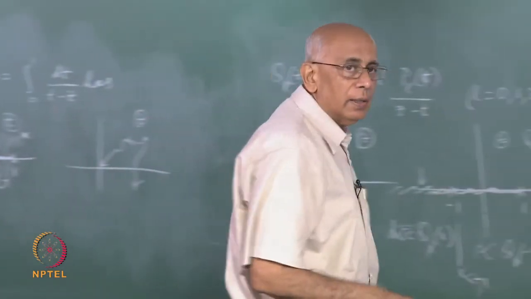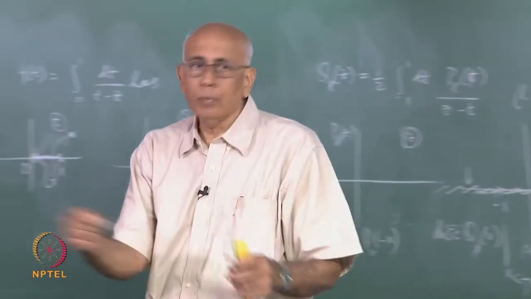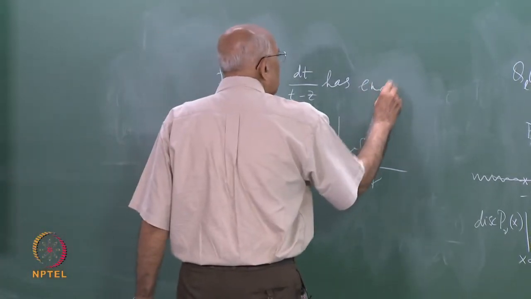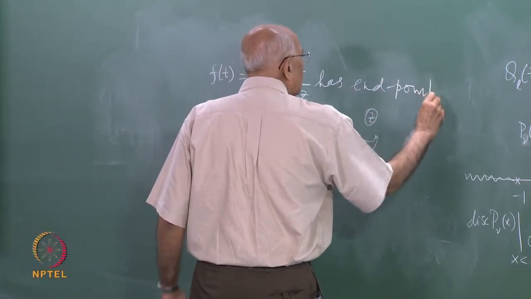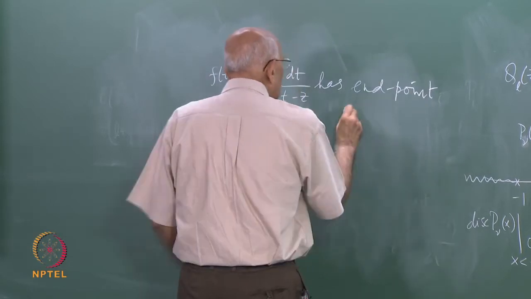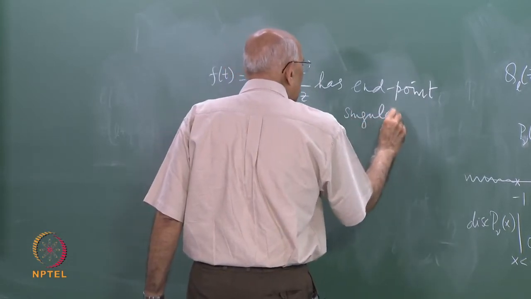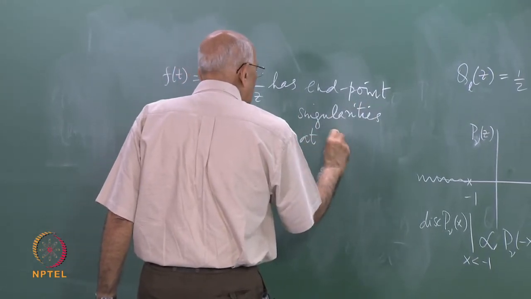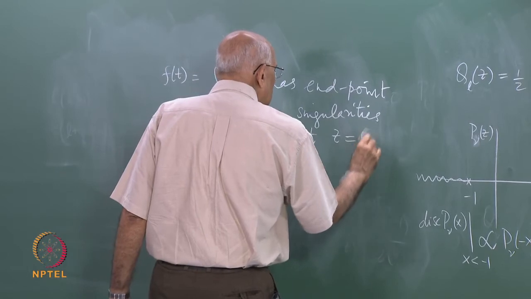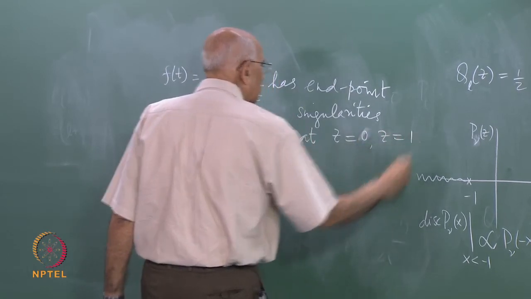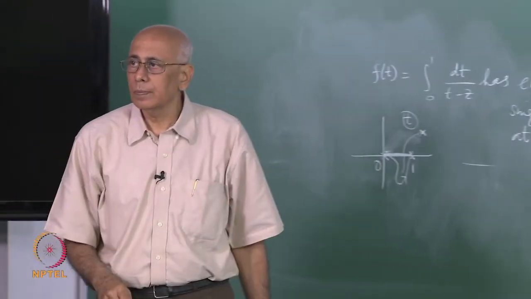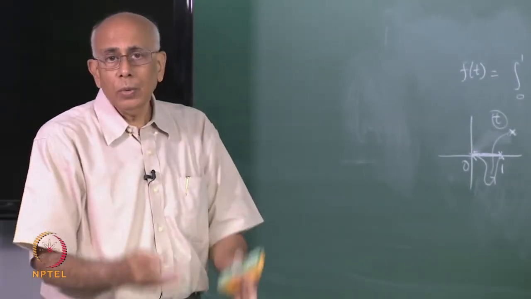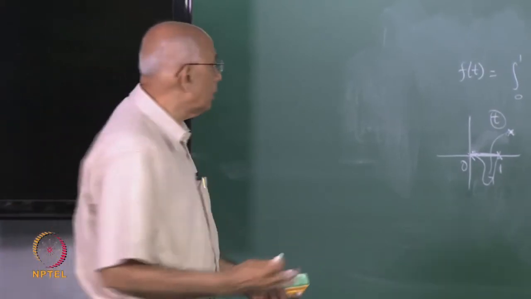So endpoint singularities occur when the integral is defined with two endpoints the usual way. This has endpoint singularities at z equal to 0, z equal to 1, at these 2 points. Well, we can corroborate this by just doing the integral. Let's just do the integral and be done with it, right?